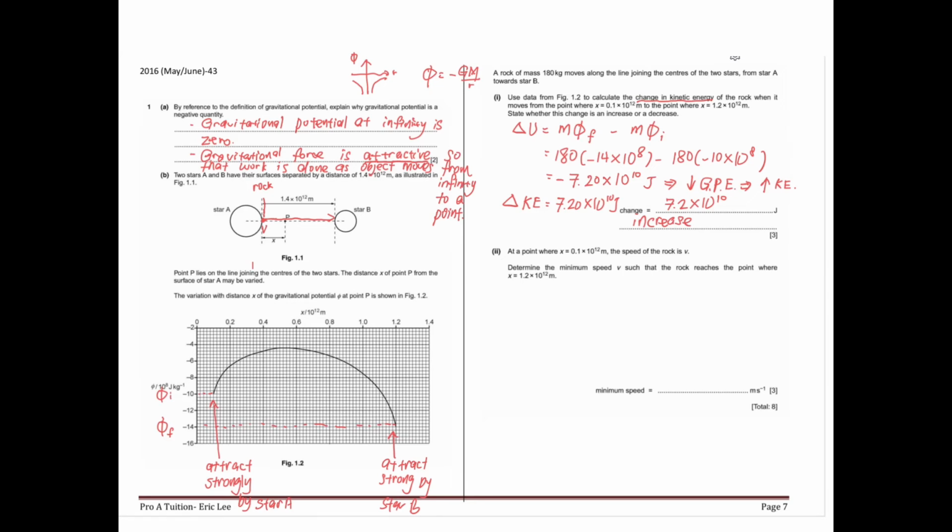Determine the minimum speed v such that the rock reaches the point where x equal to 1.2 times 10 to the power of 12. Okay, so we have to know that 1.2 times 10 to the power of 12 is a point on star B. Okay, it's a point on star B. So what kind of minimum speed is required by the rock so that it can reach star B?